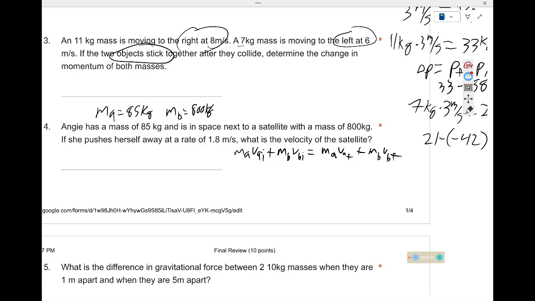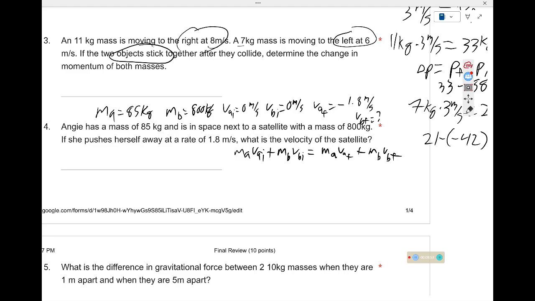Now, they start off not moving, right? So V sub A sub I equals 0 meters per second. V sub B sub I equals 0 meters per second. And we know that at the end of the problem, Angie's moving away. So let's call that negative 1.8 meters per second. And we're looking for V sub B sub F.